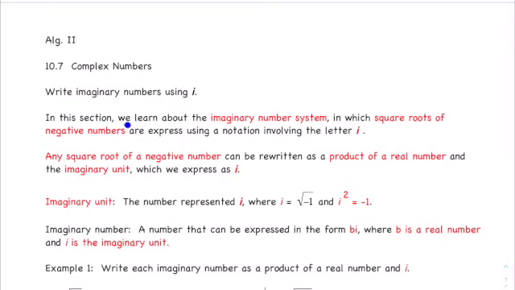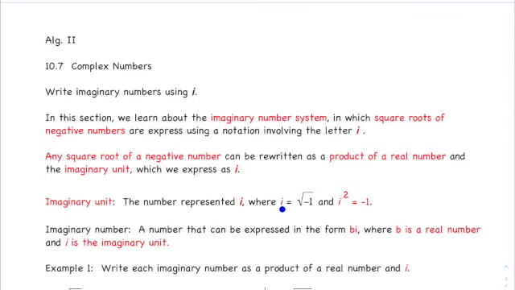In this section, we learned about imaginary number systems in which square roots of negative numbers are expressed using a notation involving the letter i. Any square root of a negative number can be rewritten as a product of a real number and the imaginary unit, which we express as i. The imaginary unit, the number represented by i, where i equals the square root of -1 and i squared equals -1.